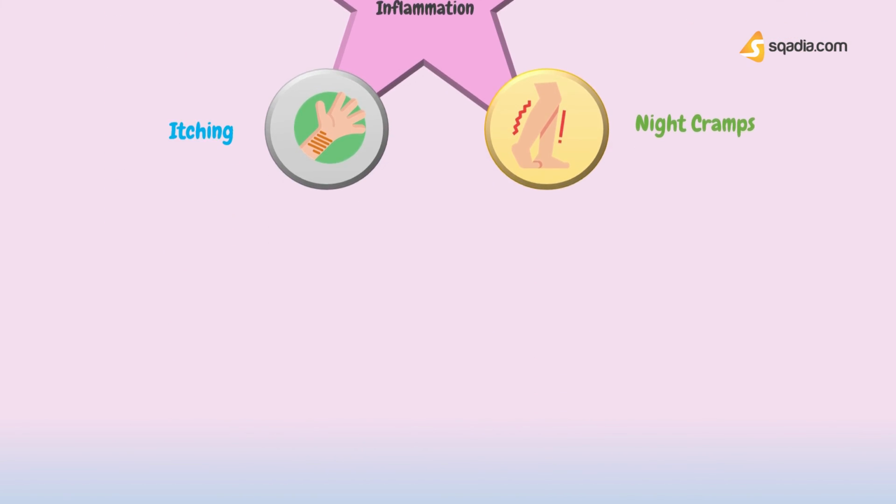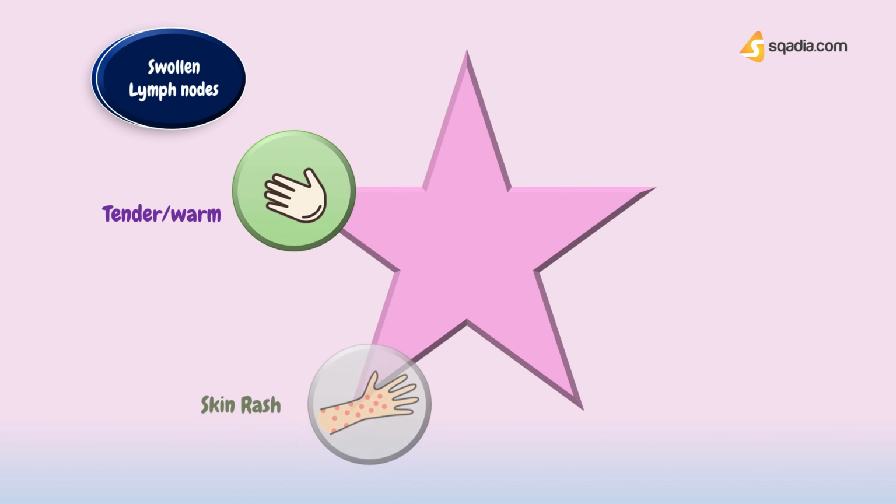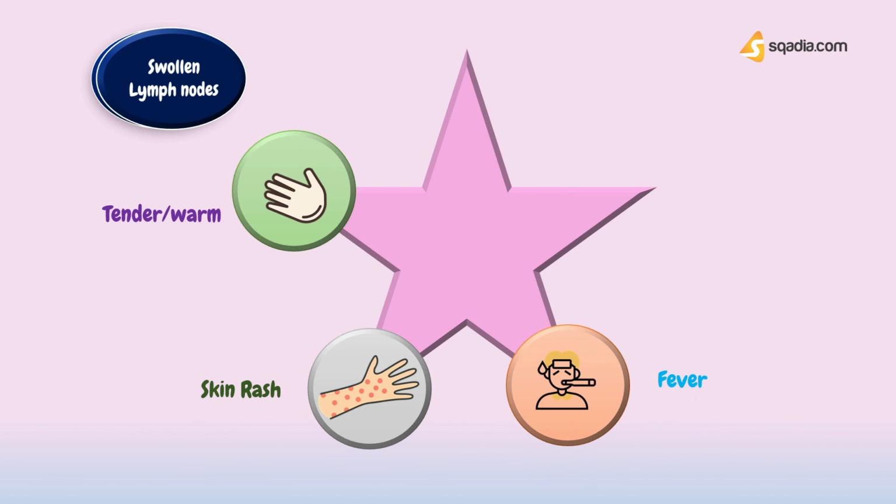Now, what can cause lumps or swollen lymph nodes? If the patient shows symptoms like a tender and warm area, skin rash, fever, then this might give you an indication that the patient has an infection. This is invasion by a virus such as German measles, mumps, mononucleosis, chickenpox.